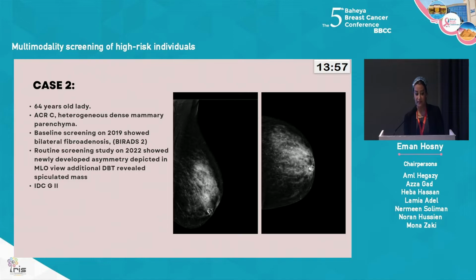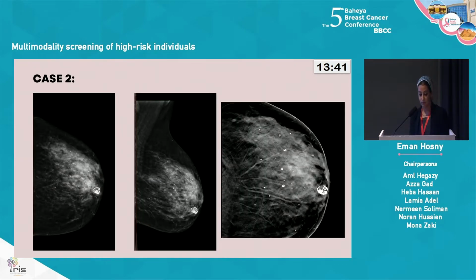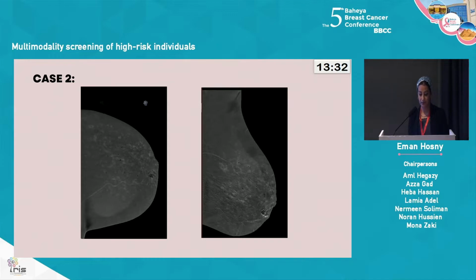A 64-year-old lady, ACR C, heterogeneously dense mammary parenchyma. Baseline screening in 2019 showed bilateral fibroadenosis and bilateral benign calcification. Routine screening in 2022 showed a newly developed asymmetry depicted in the MLO view. Additional tomo revealed the spiculated lesion. A deeply seated asymmetry appreciated more in the MLO view, and in the tomosynthesis it's a spiculated mass at the outer quadrant. By contrast mammography, there was a nodular background parenchymal enhancement in addition to a focal area of suspicious non-mass enhancement.